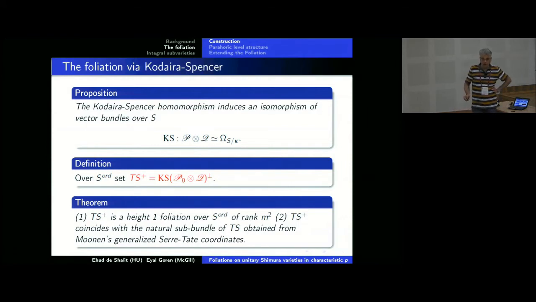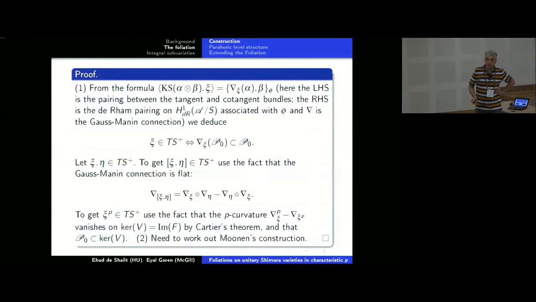So first of all, this is a height 1 foliation of rank m squared. So you have to prove that it is basically closed under Lie brackets and p-th power operation, and that it does coincide with what I told you before from Moonen's point of view. Okay, so I will not go over the proof of it.